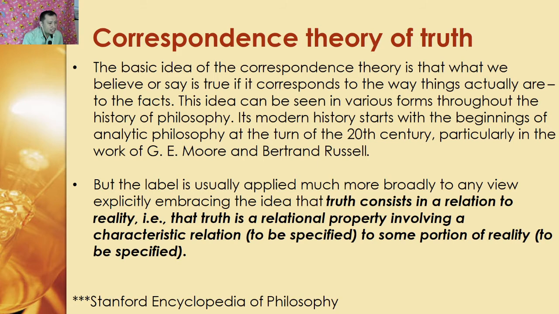Its modern history starts with the beginnings of analytic philosophy at the turn of the 20th century, particularly in the work, as I said a while ago, by G.E. Moore and Bertrand Russell. But the label is usually applied much more broadly to any view explicitly embracing the idea that truth consists in a relation to reality, that truth is a relational property involving a characteristic relation to be specified. So a characteristic relation to something, or to some portion of reality.